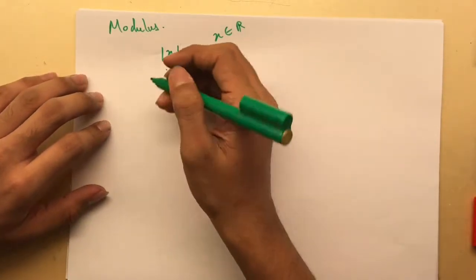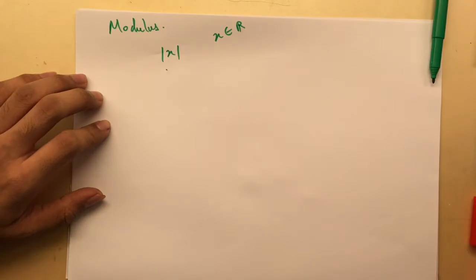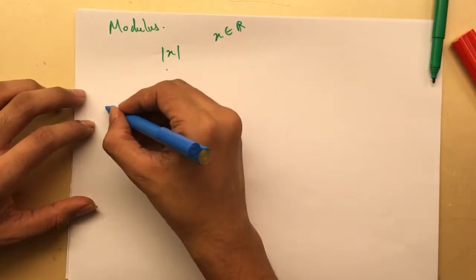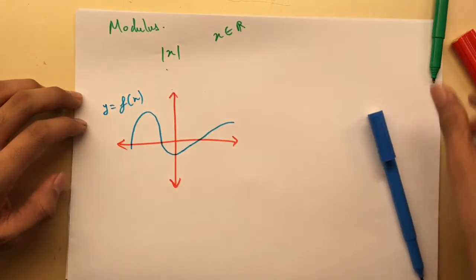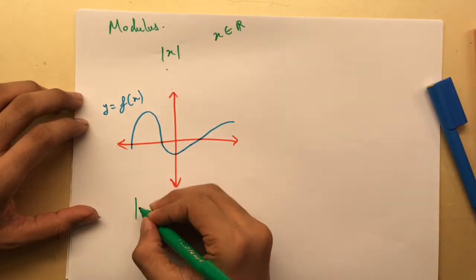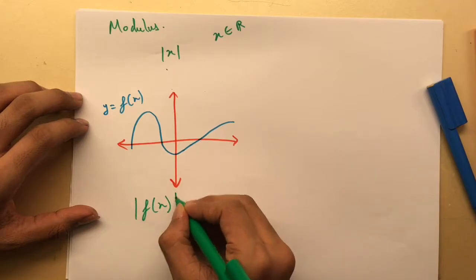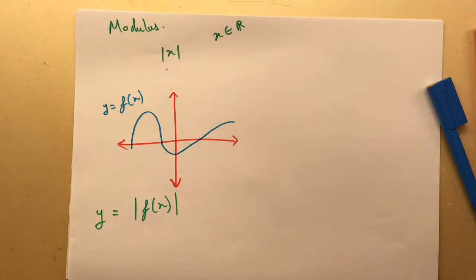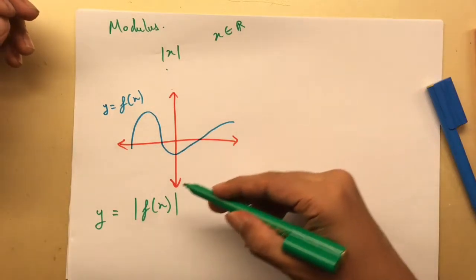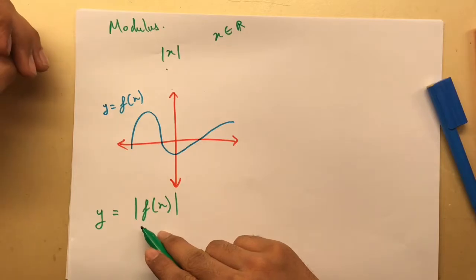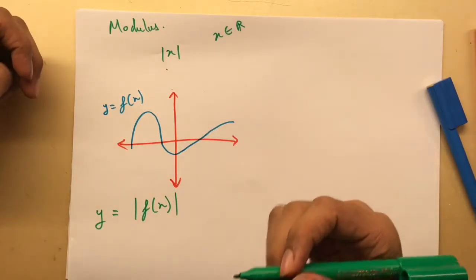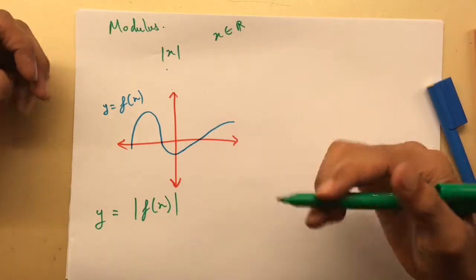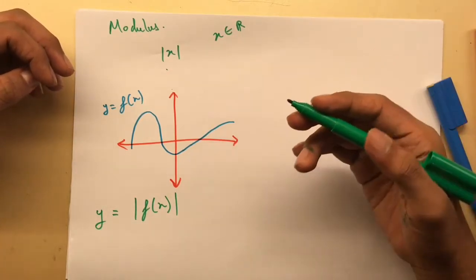If I had a function, let's say, I'm going to draw it with red, this function, which was y is equal to f(x), what would the function of modulus f of x be? y is equal to modulus f of x. So again, what we are doing is we're making whatever's inside this positive. So that means we're making all the outputs positive. And obviously that means that every output must be positive.